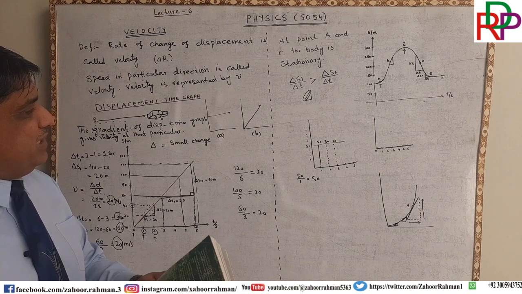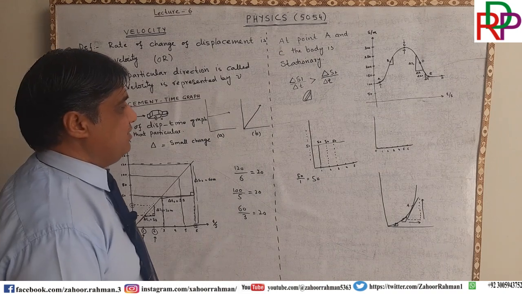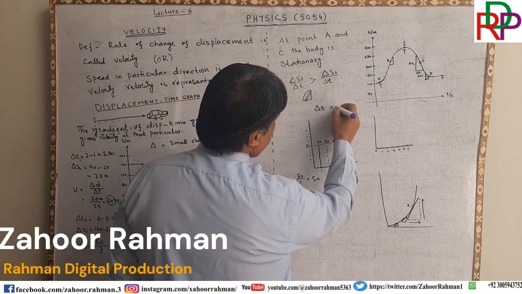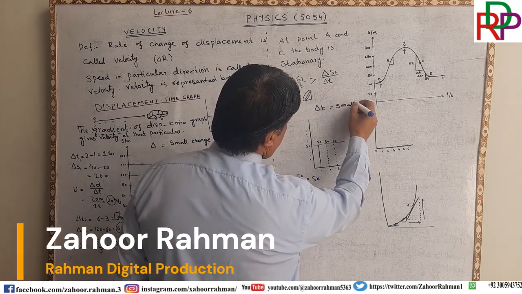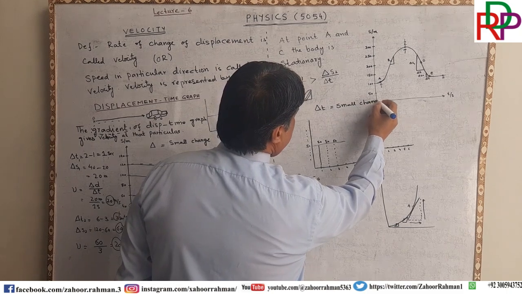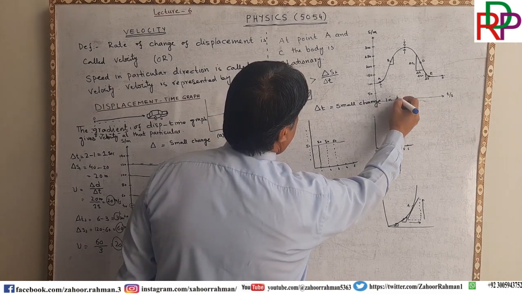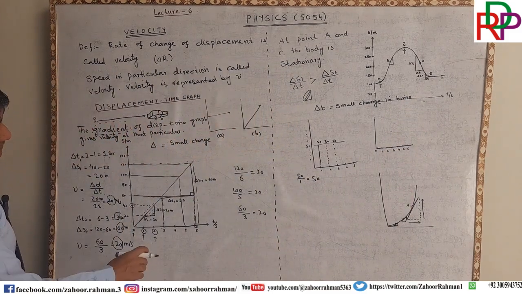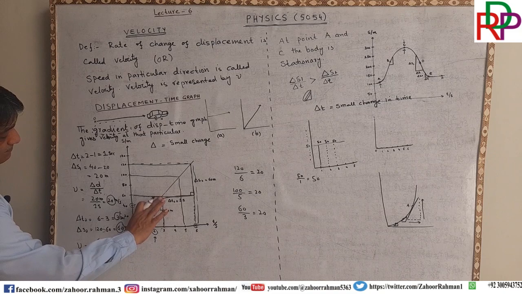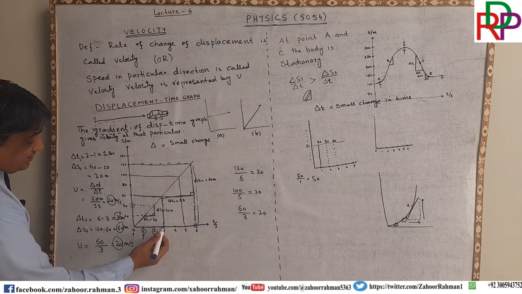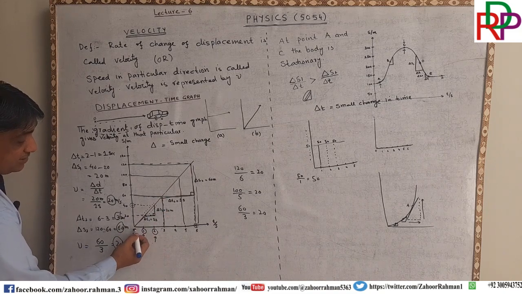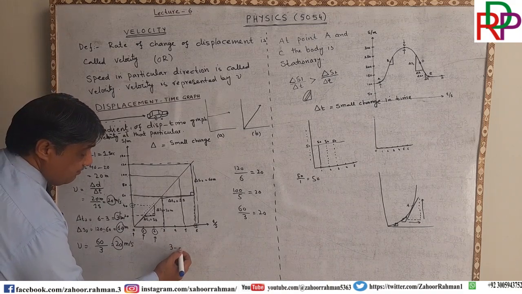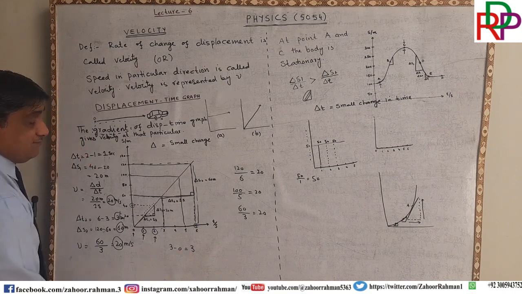Here it is also mentioned in this book that delta t means small change in time. What does it mean? It means that if we want to find how much the change in time is, from 0 it went to 3, so change means difference: 3 minus 0 means 3.